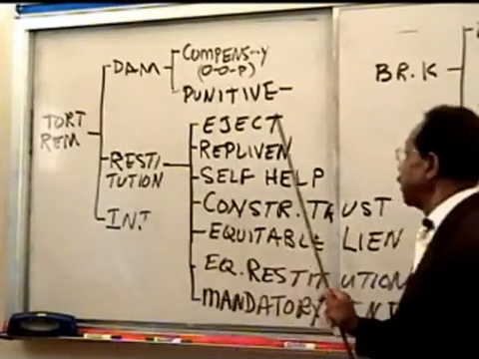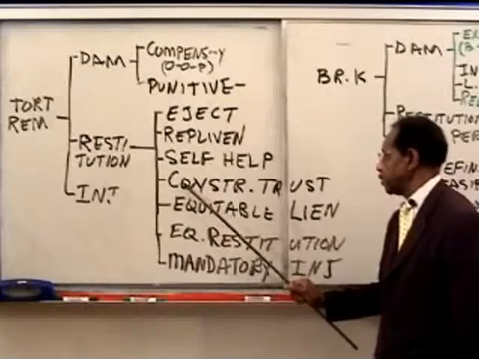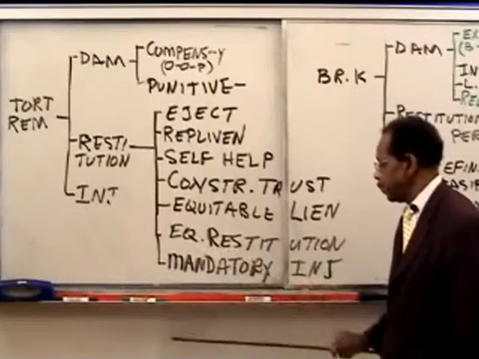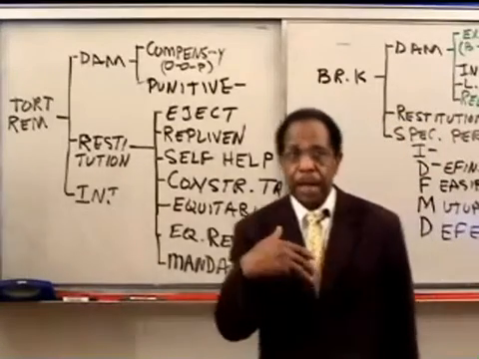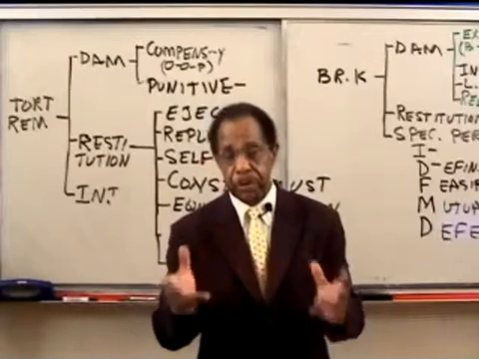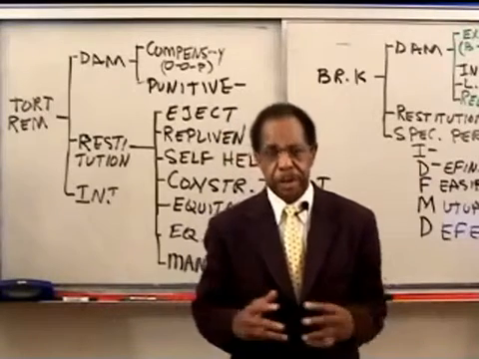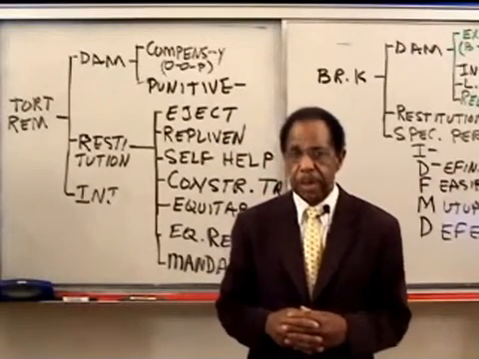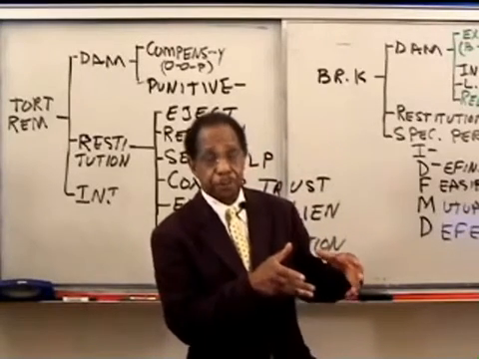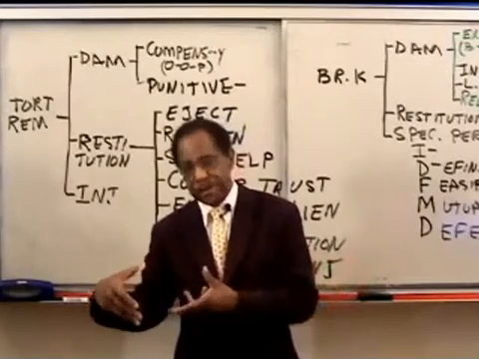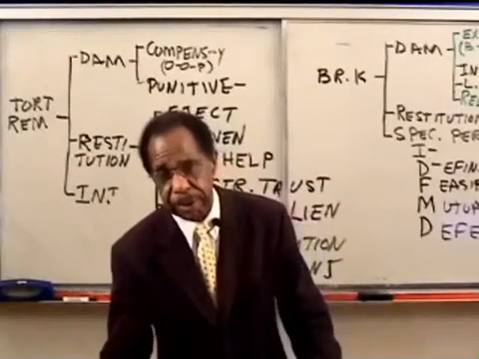We understand about ejectment, replevin, and self-help. We want to talk next about constructive trust and equitable lien. If I have defrauded you of $10,000, and you can trace the $10,000 that I got from you so that you can prove that I used it to buy some Exxon stock with the $10,000 I defrauded you.